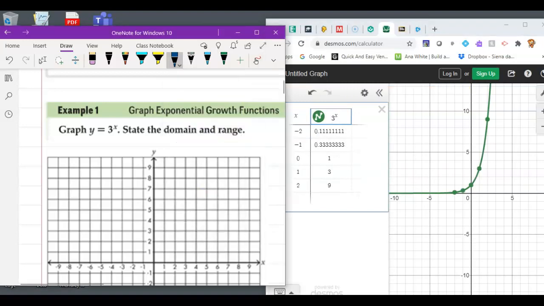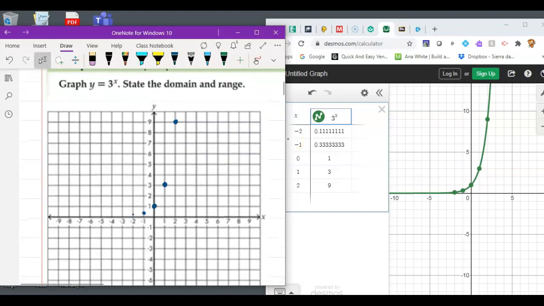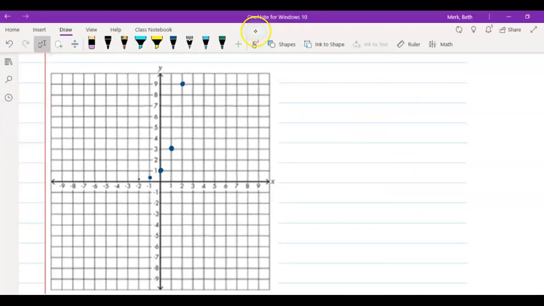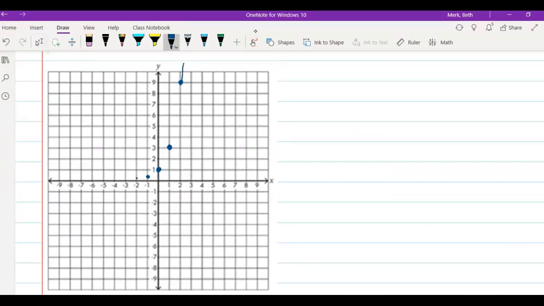So we can plot the point (2, 9). We can plot the point (1, 3). We can plot the point (0, 1). Just working my way up the list. (-1, 1/3) is harder to plot, but it would be about there. (-2, 1/9). It's getting harder and harder to plot. But now you can see that when I try to connect these points, start here and work to the left, you're approaching 0, but we never cross 0. 0 is our asymptote.